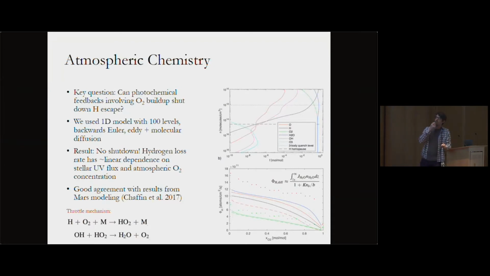And we used a 1D model to analyze this. The result we found was that, in fact, there doesn't seem to be a clear shut-off mechanism at all. You get more of a quasi-linear dependence of the escape on the stellar UV flux and on the atmospheric O2 concentration, which was kind of surprising in some ways, but actually correlates very neatly with recent developments in the Mars literature. There have been people who have worked on this and shown that on Mars as well, if you get H2O into the high atmosphere, you can circumvent this mechanism, and that leads to net overall oxidation.